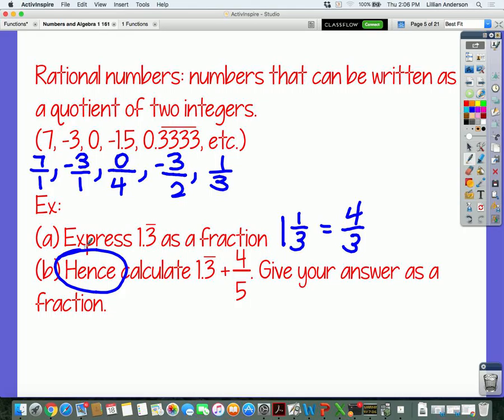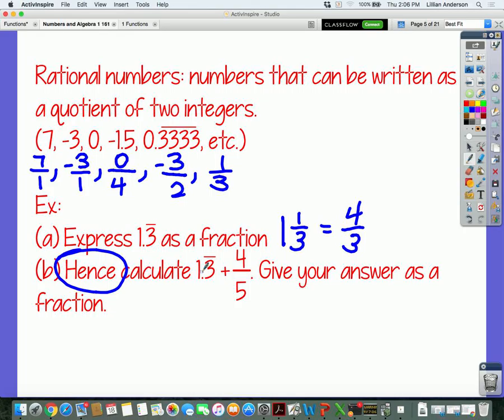Yes. So, like, if going a step further, hence basically means, okay, continuing this, continuing that, continuing what you just did. Okay? So basically, hence is like, all right, what you just did, finding out that 1.3 repeating is 4/3. You're going to use that to calculate what 1.3 repeating plus 4/5 is. So hence basically means that the answer that you just found, you're going to use it to answer this question.